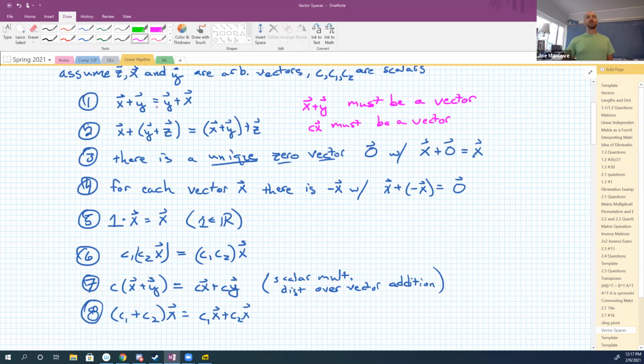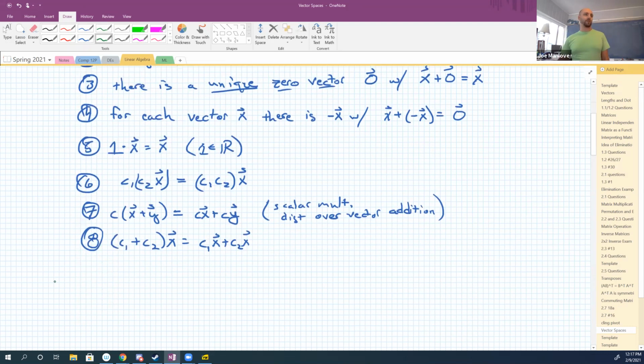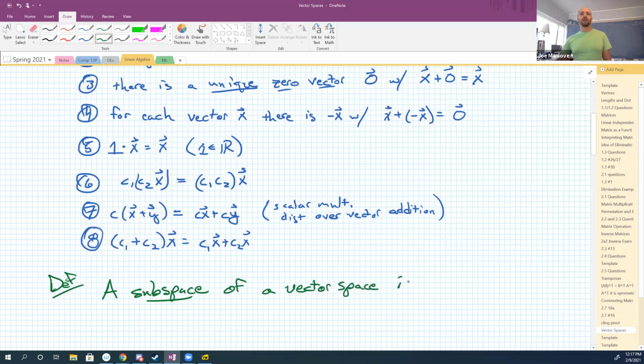Now, most of the time you're not going to have to check all of these things, because most of the time we're going to be talking about what are called subspaces. So a subspace of a vector space is a subset that is also a vector space.